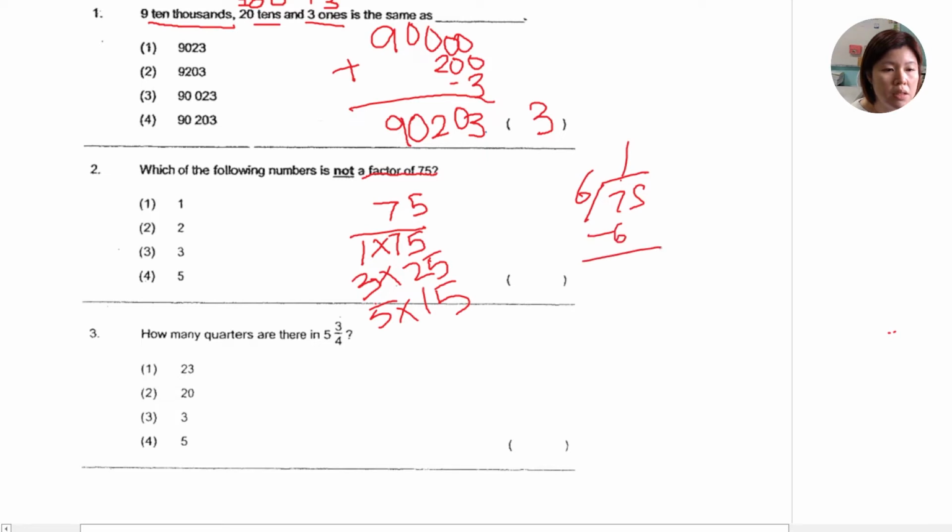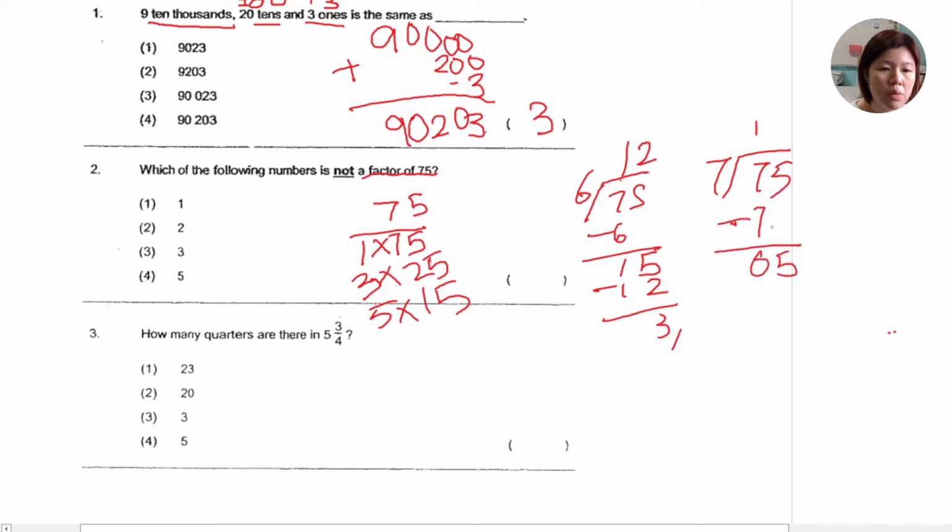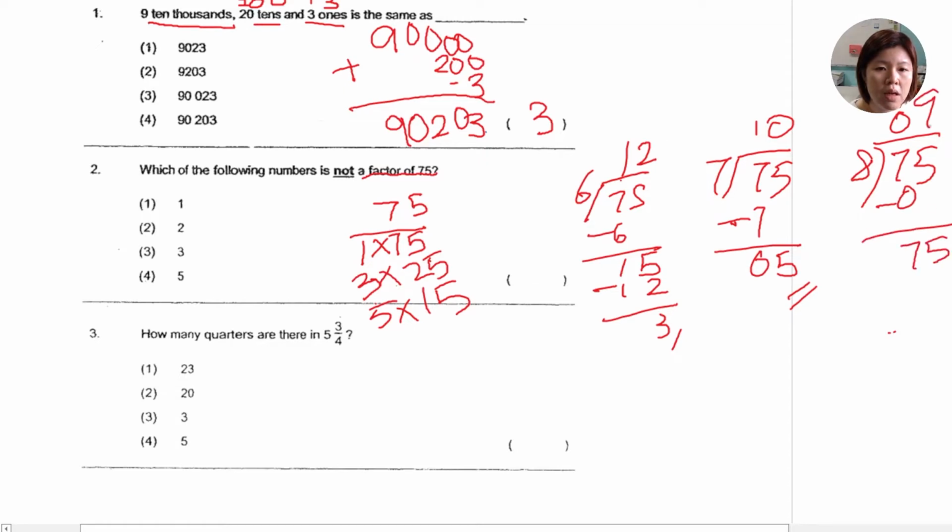6, 1 minus 6, 15. 2 times 6 equal to 12. So we can't. 7 also. 1. We can't because there's a remainder. And 8. 0 minus 0. 9 times 8, 72. 3 also remainder. Last one is 9 and 8 again.